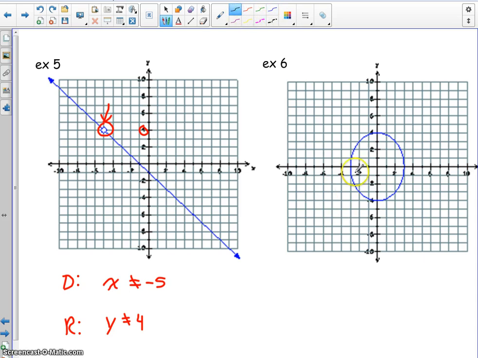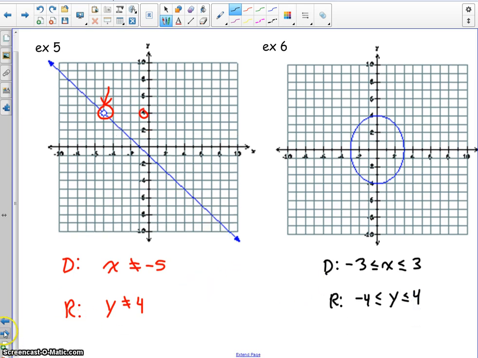Okay, so for number 6, it's an oval, very similar to the circle we just did. The smallest x value is -3. The highest x value is +3. And for the range, we're going from -4, that's the lowest y value, to +4, the highest.